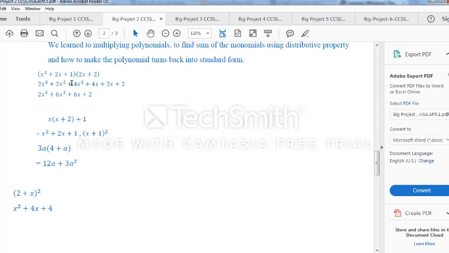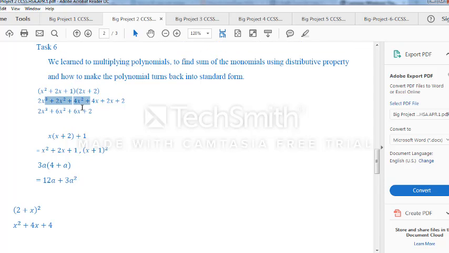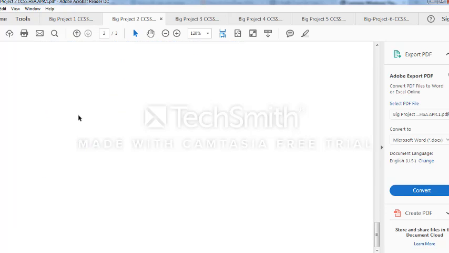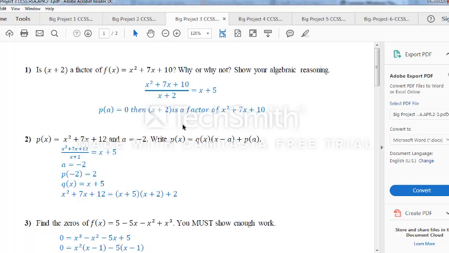As you can see here, for the reflection, this is just like number 1, where we have to multiply so that we can find the polynomials, the sum of polynomials. Same as here too. Okay, that's it for project 2. Let's move on to project 3.